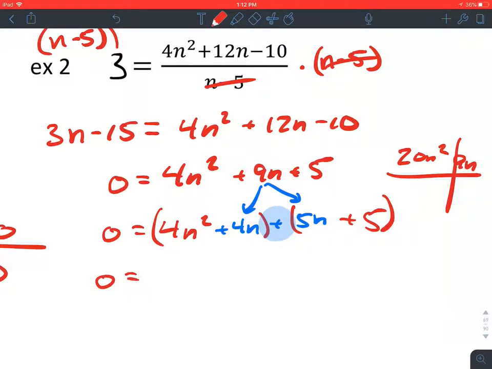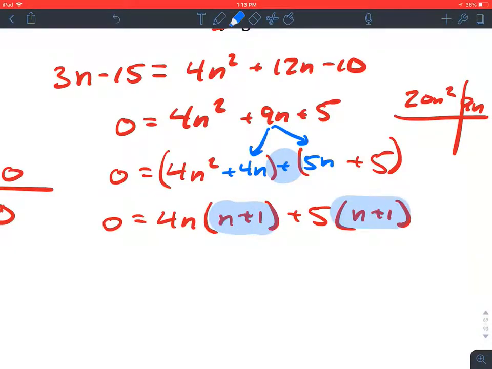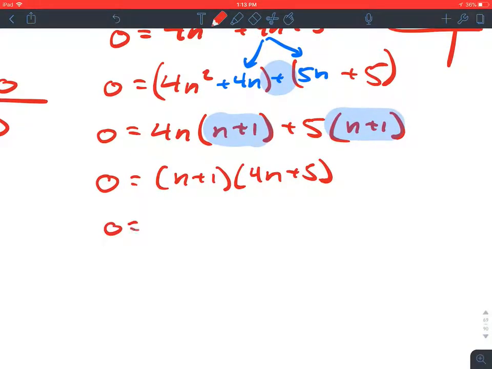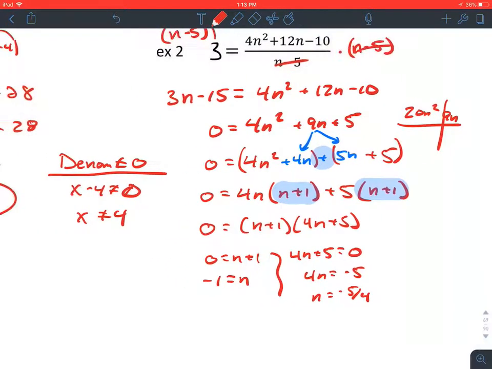GCF of each group. GCF of the first group is 4n, leaving me with n plus 1. GCF of the second group is 5, leaving me with n plus 1. Notice both binomials are the same. So I can GCF that out to the front, leaving us with 4n plus 5. We then set each factor equal to 0. And we solve each of those. And we think our answer is -1 and -5/4, but let's be careful.